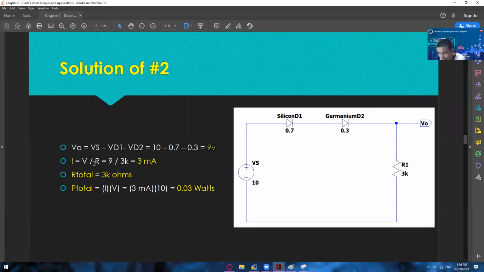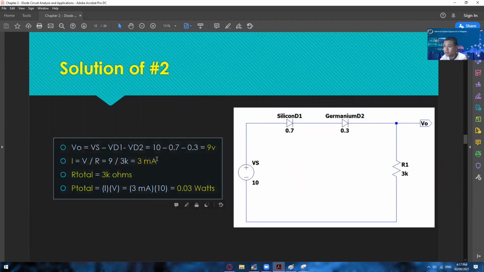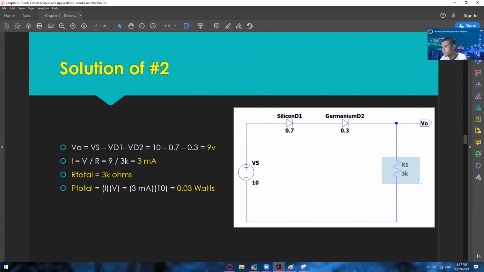And then for the current, it's 9 divided by 3K. It's still V divided by R. The V here is not the initial voltage source, so you have to deduct everything first before you can put here the actual value of your V. For the resistance, there is no problem since it's just 3K. So 9 divided by 3K is equal to 3 milliamps.